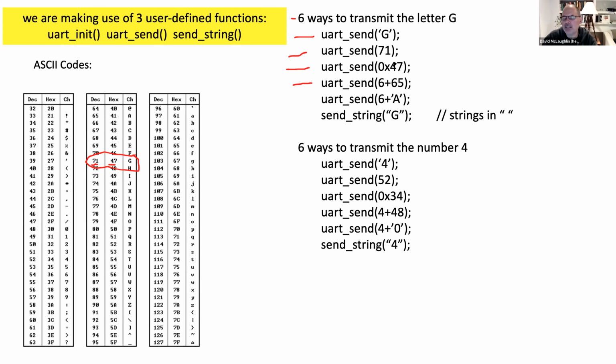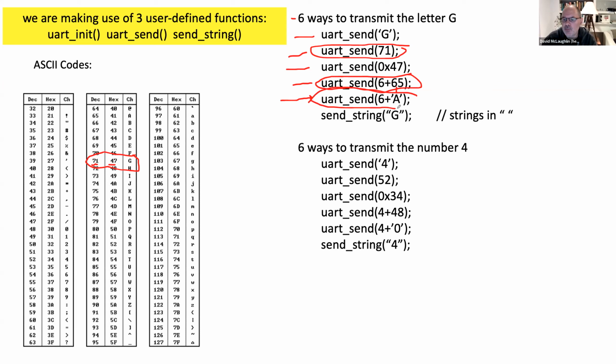That's not too interesting. But what I wanted to show you is this sort of interesting way of doing it. The character A in quotes is the same as the number 65. So certainly at this point, UART send 71 makes sense, so UART send 6 plus 65 also makes sense. 6 plus 65 is just 71. You would wonder, why in the world would you bother sending 6 plus 65? Well, we wouldn't, but we might do something like this.